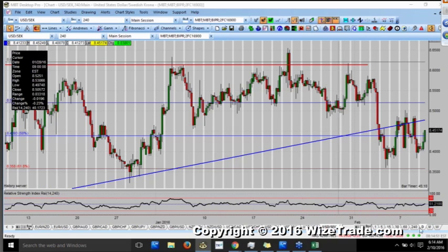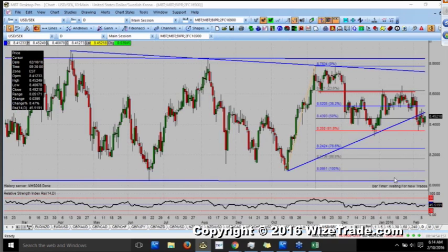Yeah, it's just really choppy. I don't think there's a lot to do here just yet. Very, very choppy.